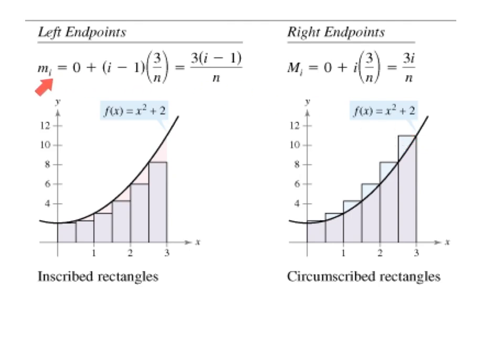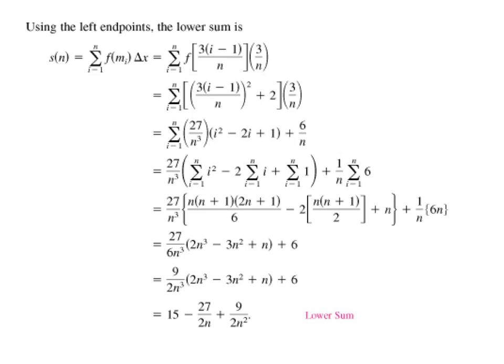So left endpoints, little m sub i is 0, that's where I started, plus i minus 1, because we start counting at 1 and I want to back it up to 0, times 3 over n, that's the width of my rectangles. So I find a smaller estimate, s sub n, is the sum from i equals 1 to n of f of little m sub i times delta x. Remember our delta x? That's the width of each rectangle. Since my interval is from 0 to 3 and I cut it into n equal parts, my delta x is 3 over n.